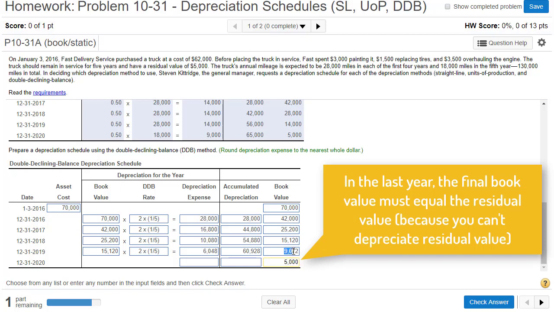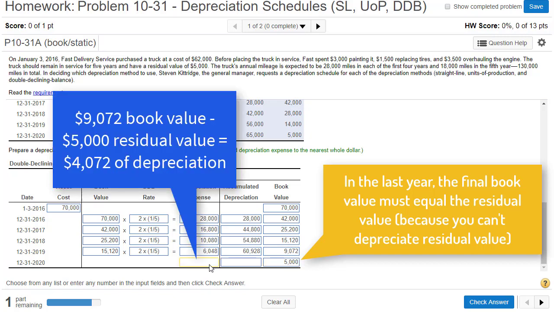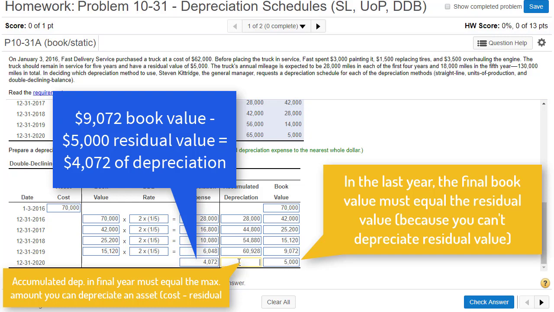So how do we get from 9,072 book value down to 5,000 book value? Well, that must mean that the depreciation expense for this year, the final year, is the 9,072 minus 5,000 gives us 4,072. And now to calculate the accumulated depreciation, we're going to take the 60,928 plus 4,072 gives us 65,000.